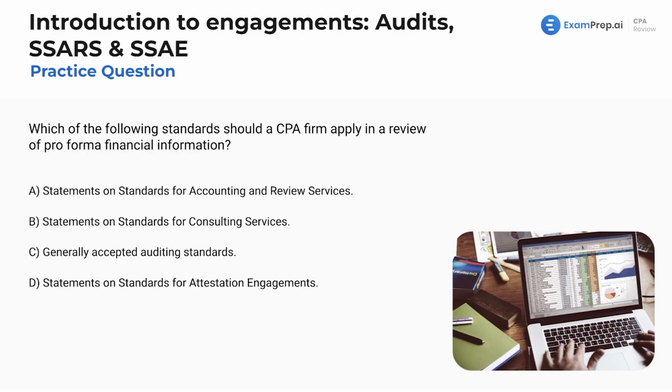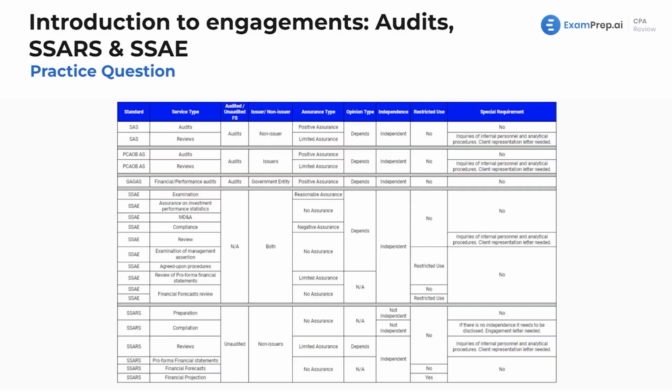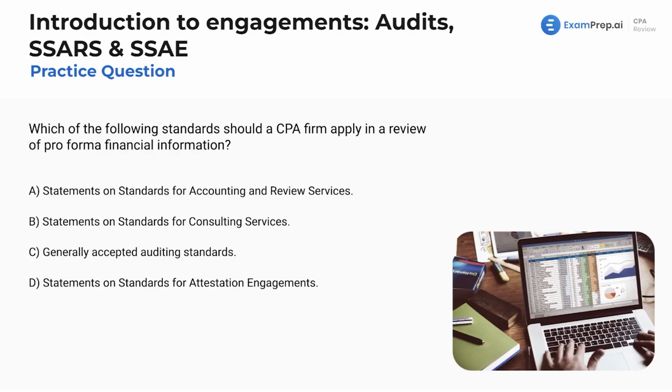Now, if you remember back to our lovely presentation of all of our charts and tables, we'll actually take a look right here. And as mentioned, let's have this memorized. Let's have this down. What guidance are we going to use? What standards are we going to use? What opinion type do we need? Independence, all of these criteria and attributes of our different types of engagements, right? So again, we are asking ourselves, which are we going to use for a review of pro forma?